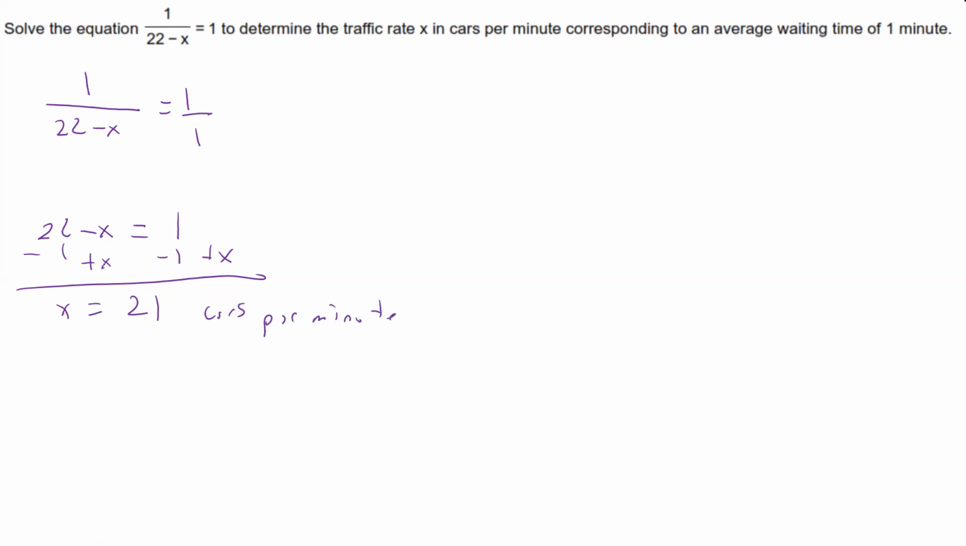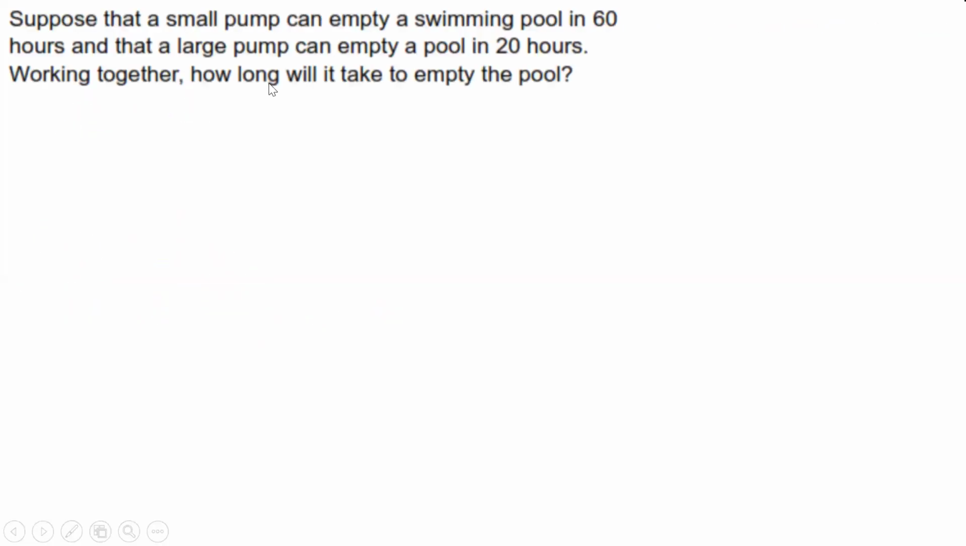Now, if we plug that in, 22 minus 21 is 1. 1 divided by 1 is 1. So that does make sense. So it does check out. All right, what about this one?